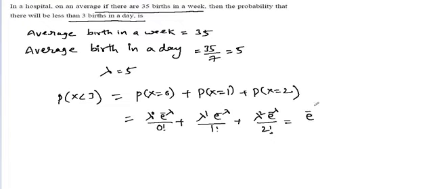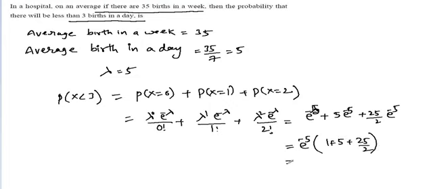Lambda power 0 is 1, that is e power minus lambda, plus lambda is 5, e to the power of minus 5. This is also right as 5 by 1 factorial is 1. Lambda square is 25 by 2 into e to the power of minus 5. Take e to the power of minus 5 common: 1 plus 5 plus 25 by 2. That is equal to e to the power of minus 5 times, 5 plus 1 is 6, 6 into 2 is 12, 12 plus 25 is 37, that is 37 by 2. That is equal to 37 by 2 e to the power of minus 5.